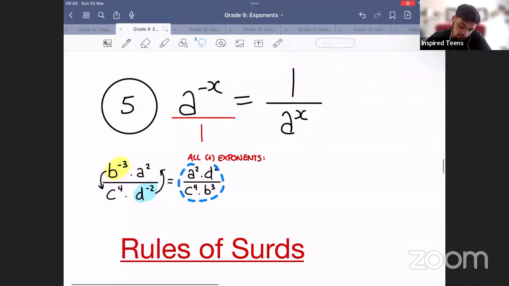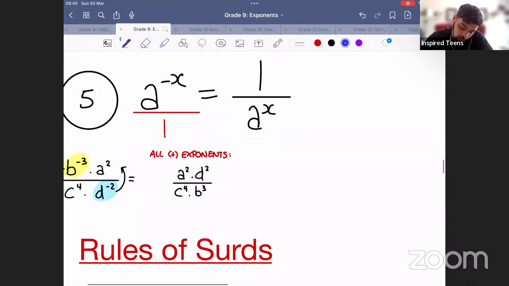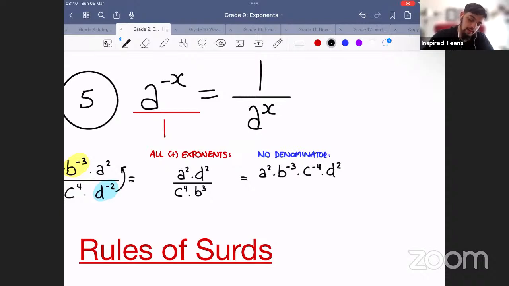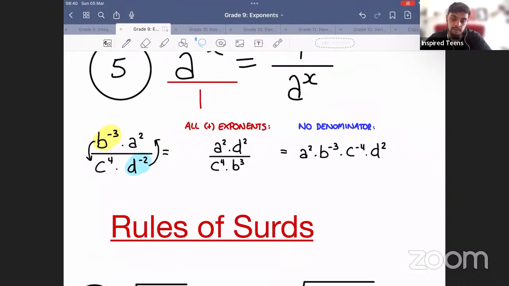Okay, so that's if I wanted all positive exponents. Alternatively, if I wanted no denominator, basically, if I wanted no denominator, I could take everything to the top. So this would be a squared times b to the minus 3 times c to the minus 4 times d squared. I hope that makes sense. Everything on top would look like that. If I want no denominator, then I can take everything to the top in such a manner. That making sense?